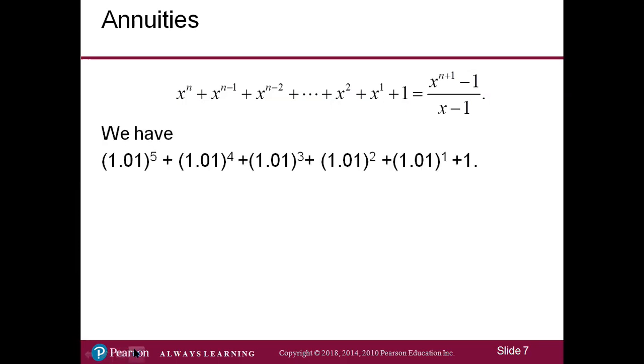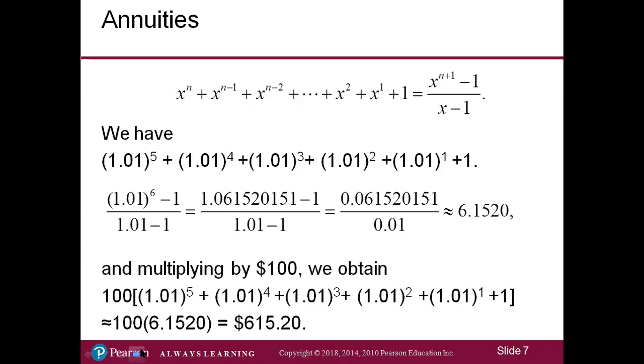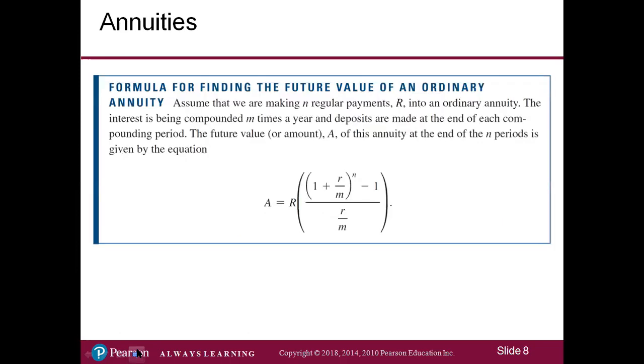We have something to the power 5, the same thing to the power 4, the same thing to the power 3, to the power 2, to the power 1, all being added, plus the 1, which we can rewrite as 1 plus 0.01 raised to the power 6 minus 1 divided by 1.01 minus 1, which gives us 6.1520. And multiplying by 100, we get $615.20.